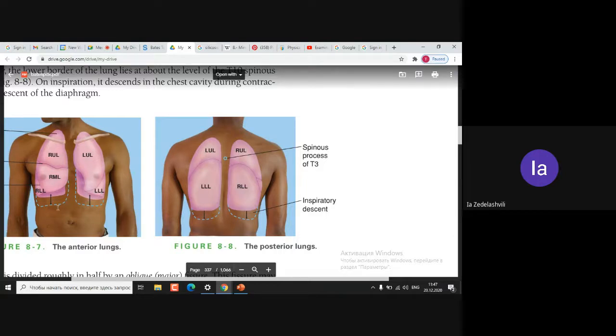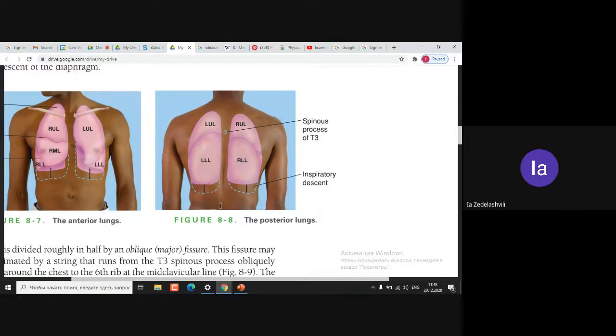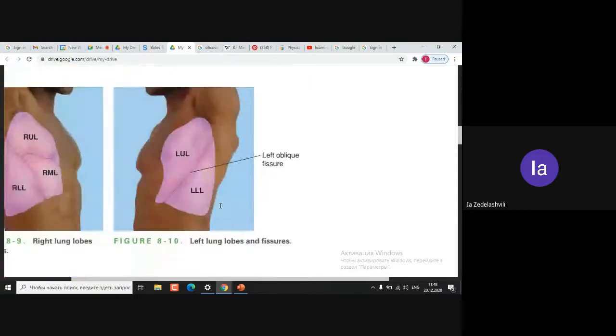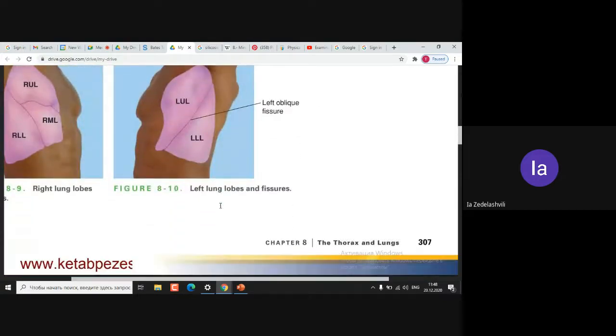Why is there another line here? Because this is the excursion. When you inspire, your lungs increase in size and go till this line. When you expire, they go up and reach only this length, which is given by the rose color here. Okay. From the sides, how it looks like, my dear.